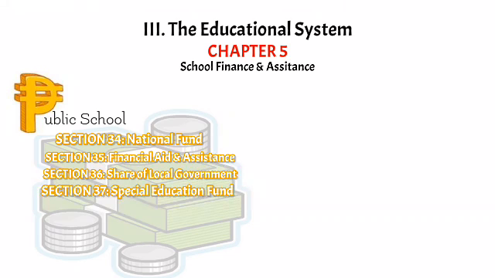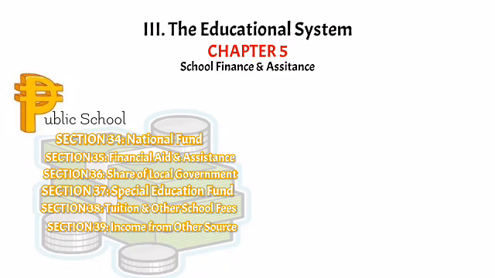Section 37, Special Education Fund. This is from the real estate taxes and sin taxes. Section 38, Tuition and other school fees. This is from the secondary and college schools. In Section 39, Income from other source, it is all from donations.